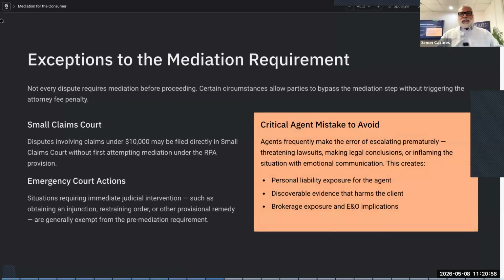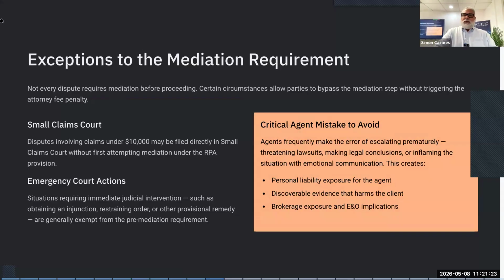So, exceptions to the mediation requirements. Not every dispute requires mediation before proceeding. Certain circumstances allow parties to bypass the mediation step without triggering the attorney fee penalty, right? Small claims court: disputes involving claims under, and I think that amount has gone up, I'm not sure, it may still be $10,000. Maybe you file directly with small claims.